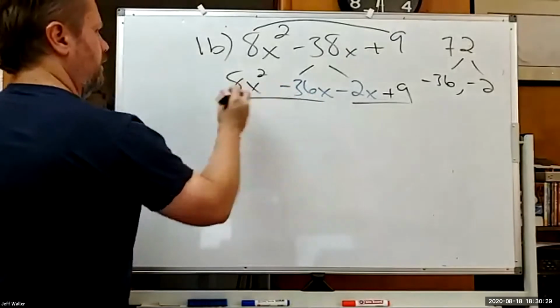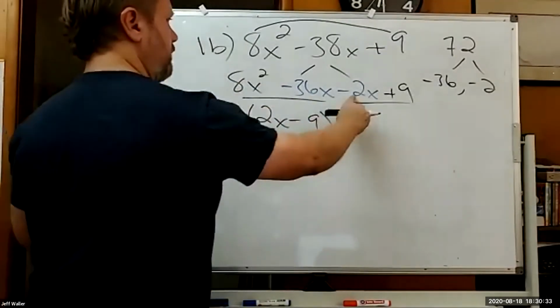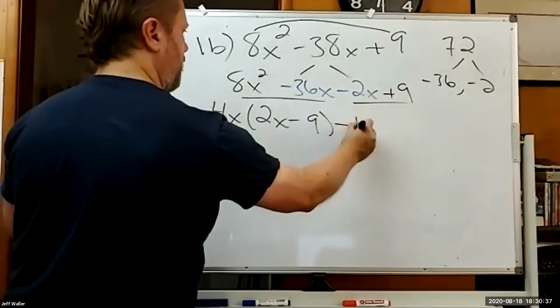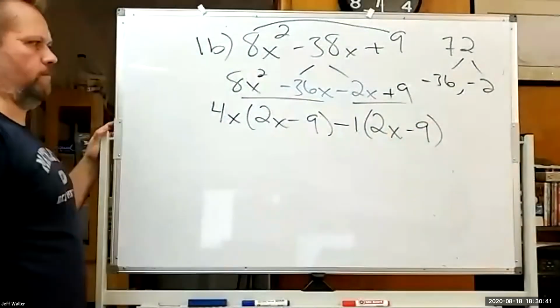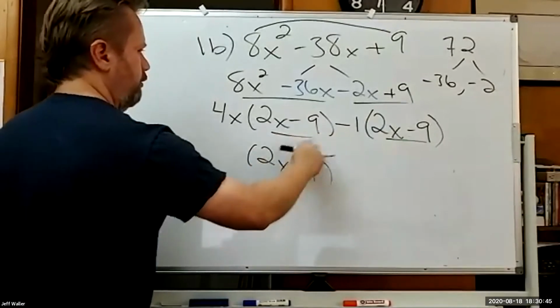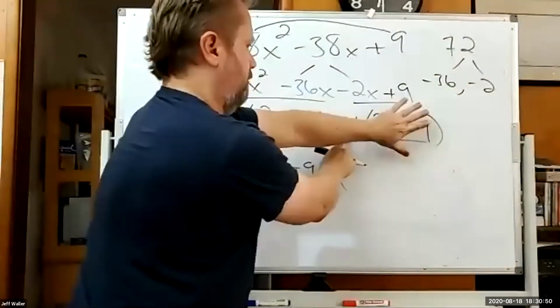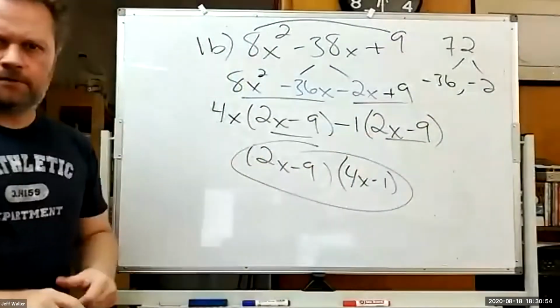Out of this, I can take a 4x. That's a -2x plus 9. I want it to be opposite sign, so I take a -1 out. And since these are the same, I can do the last step, which is take those out. So then I'm left with 4x minus 1. I'm hoping that sounds vaguely familiar.